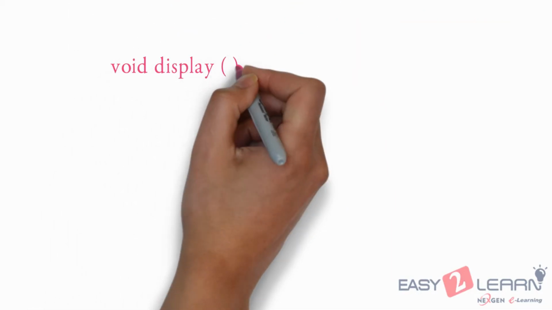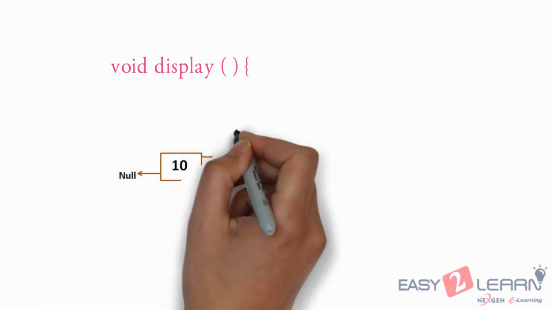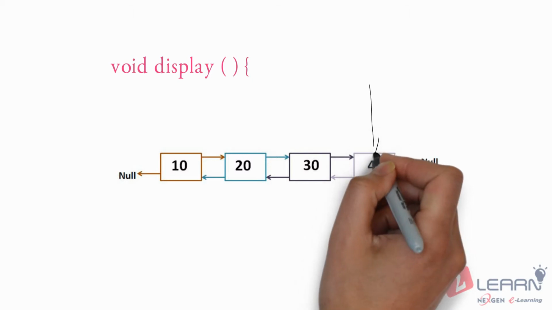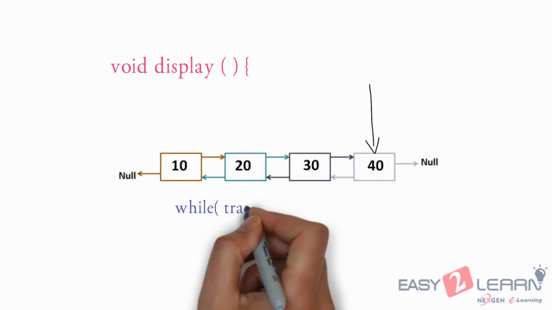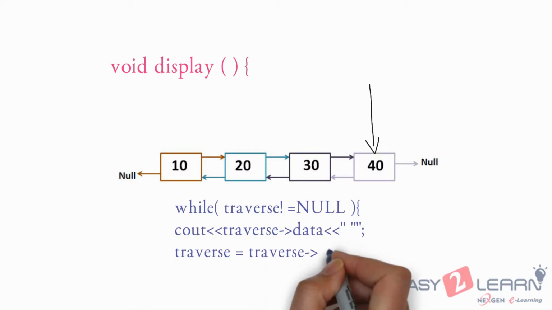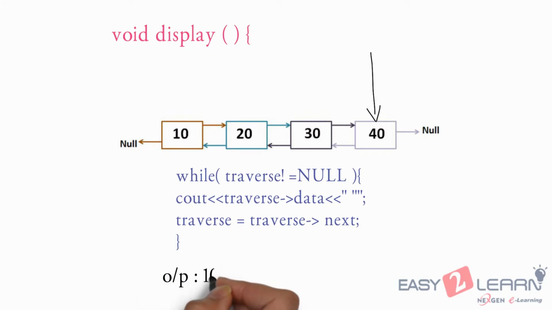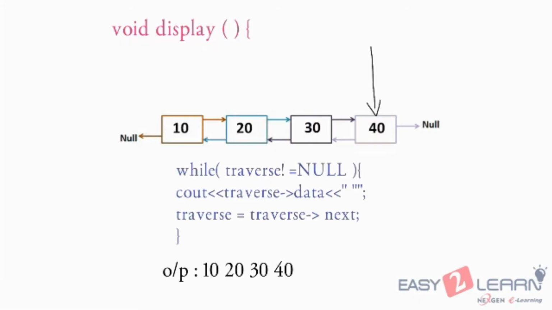The next one is display, which is the simplest of all. So this is the linked list that I want to display. We'll always start with the starting node. So I'll write while traverse is not equal to null, display the values. Very simple here. It will display the values from the starting node to the last node. So the values 10, 20, 30 and 40 are displayed. And the last one is delete.